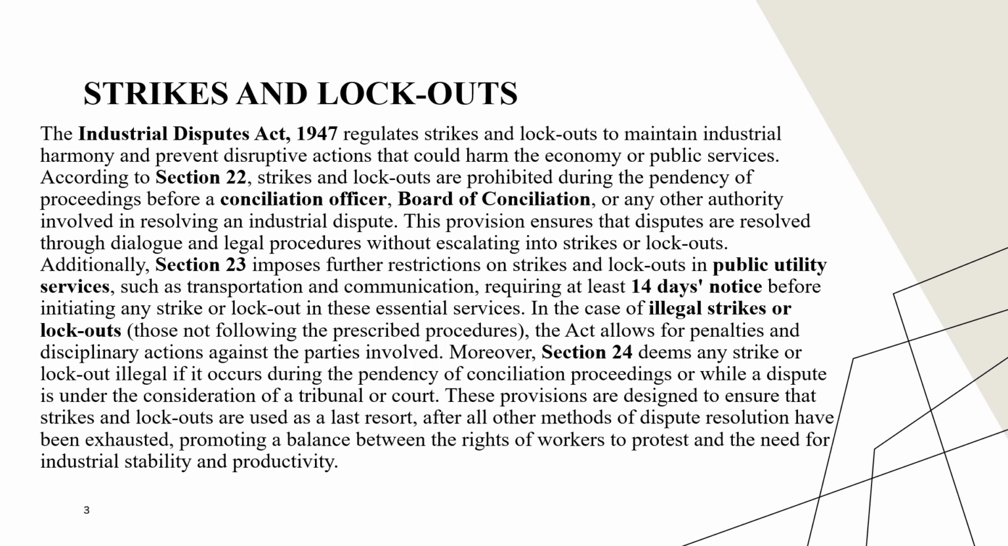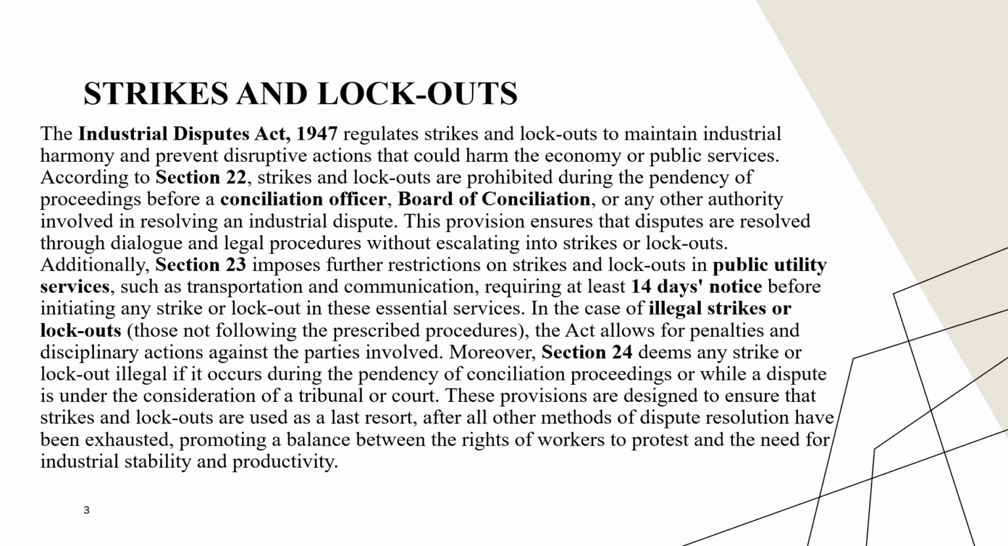Additionally, Section 23 imposes further restrictions on strikes and lockouts in public utility services such as transportation and communication, requiring at least 14 days' notice before initiating any strike or lockout in these essential services. In the case of illegal strikes or lockouts, those not following the prescribed procedures, the Act allows for penalties and disciplinary actions against the parties involved.